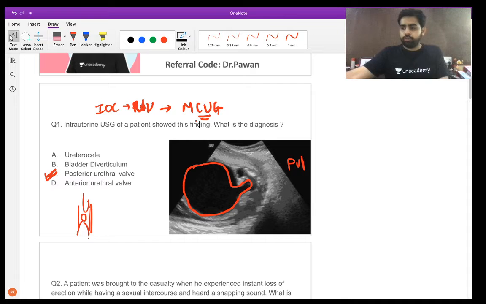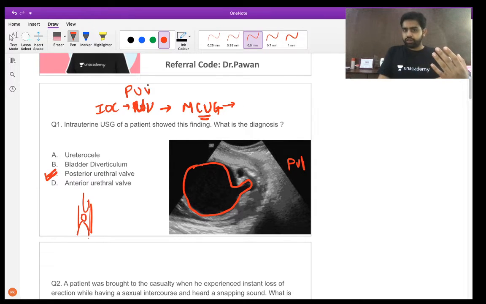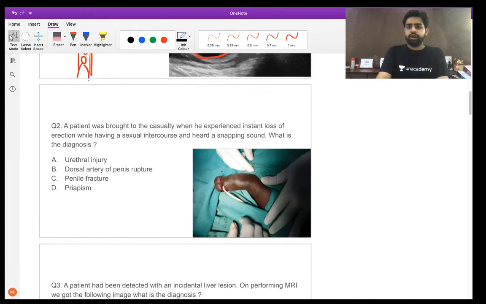Okay, so I hope you all know this. The investigation of choice is MCUG, that is micturating cystourethrogram. What do you see in MCUG? You see a dilated bladder with a dilated posterior urethra, and that is basically the investigation of choice for posterior urethral valve. So this is our first image, the posterior urethral valve, that is fine. Now let us move on to the next image.